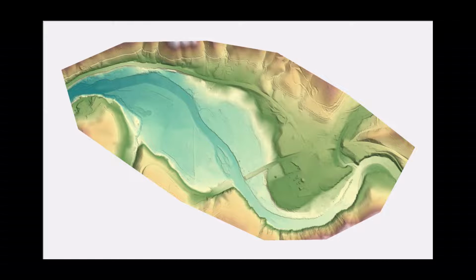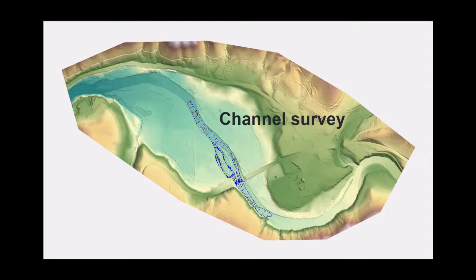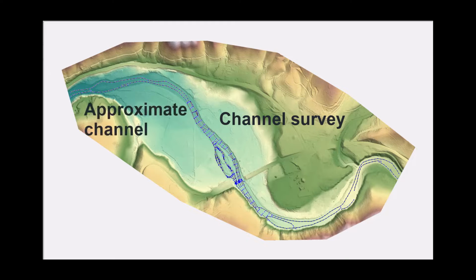Representing the channel bathymetry is an important step in creating a complete representation of the terrain for use in a 2D model. It is common to have to represent the channel with a combination of data types, including surveyed and approximated channel data, then merge this data with LiDAR.